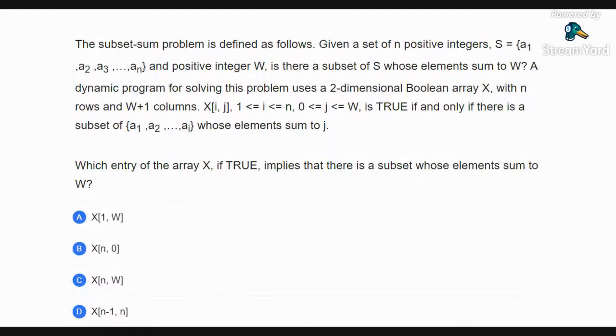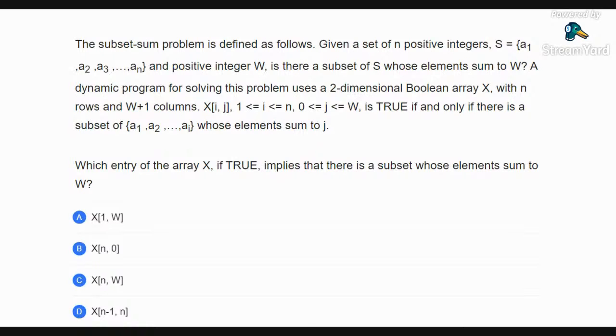Okay. Then the second question. The subset sum problem is defined as follows. Given a set S of n positive integers and a positive integer W, where W is nothing but the capacity, is there a subset of S whose elements sum to W? Then a dynamic programming algorithm for solving this question uses a two-dimensional Boolean array X with n rows and W plus 1 columns. Okay, the same question is there.